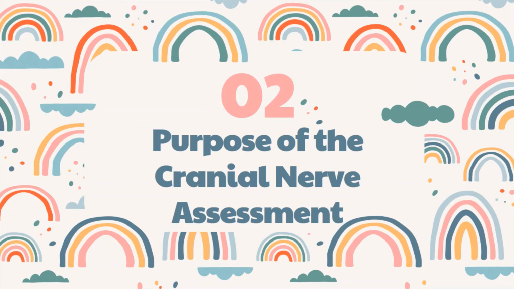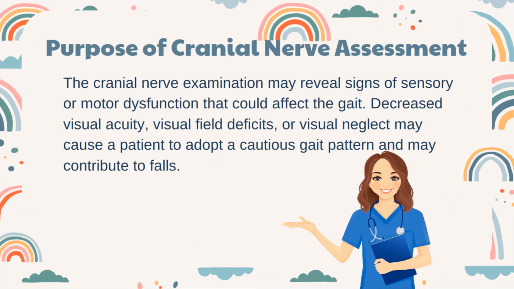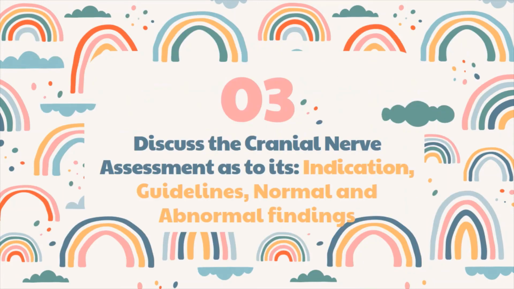Now let's move on to CLO number 2, which is the purpose of the cranial nerve assessment. The purpose of cranial nerve assessment is that this examination may reveal signs of sensory or motor dysfunction that could affect the gait. Decreased visual acuity, visual field deficits, or visual neglect may cause a patient to adopt a cautious gait pattern and may contribute to falls.